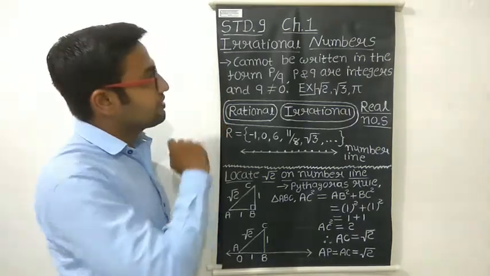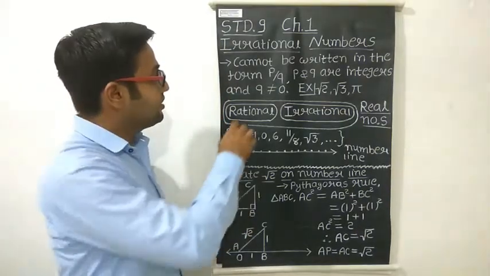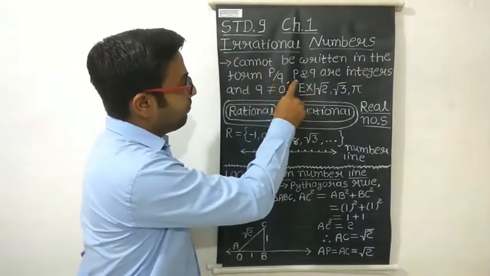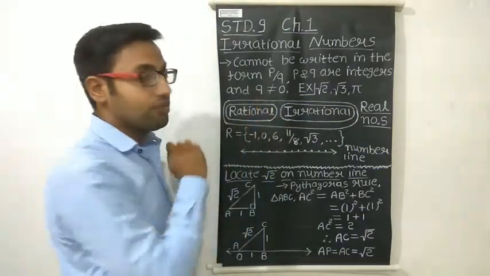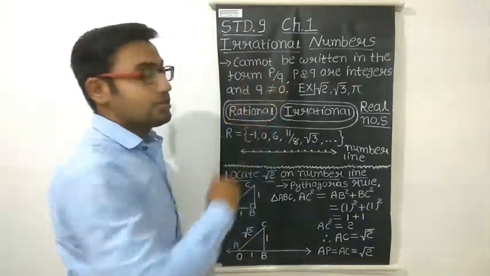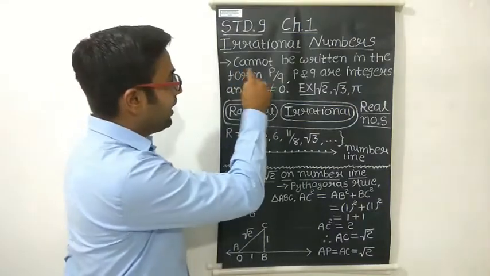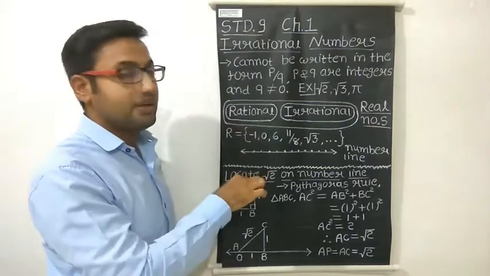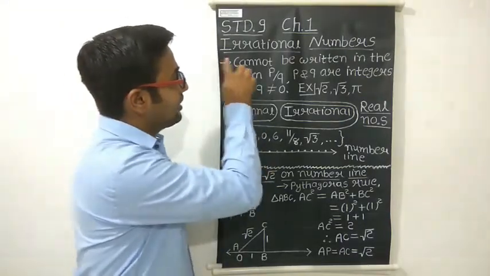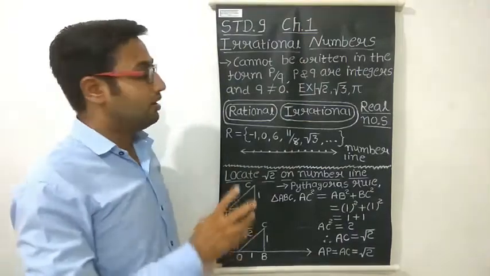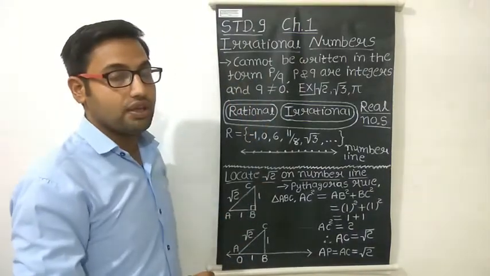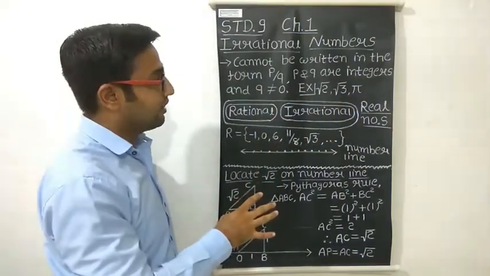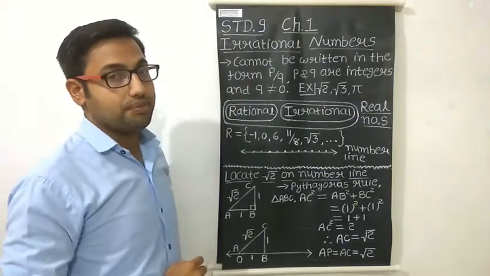So the definition of irrational numbers: the numbers which cannot be written in the form P by Q, where P and Q are integers and Q is not equal to 0, are called the irrational numbers. See this thing, cannot be written in the form P by Q. So rational numbers can be written in the form P by Q, but these irrational numbers cannot be written in the form of P upon Q. For examples, under root 2, under root 3, pi. These are the examples of irrational numbers, right?